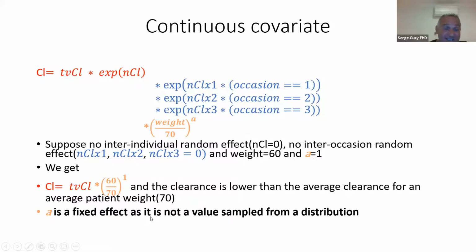And A is a fixed effect because it's a value that the program estimates, but it's not a value sampled from a distribution. Remember that the between subject random effect is a random effect because it's coming from a distribution. The within subject effect is a random effect because it's coming from a distribution. TVCL is a fixed effect because it doesn't come from a distribution. A is a fixed effect because it doesn't come from a distribution you sample from.